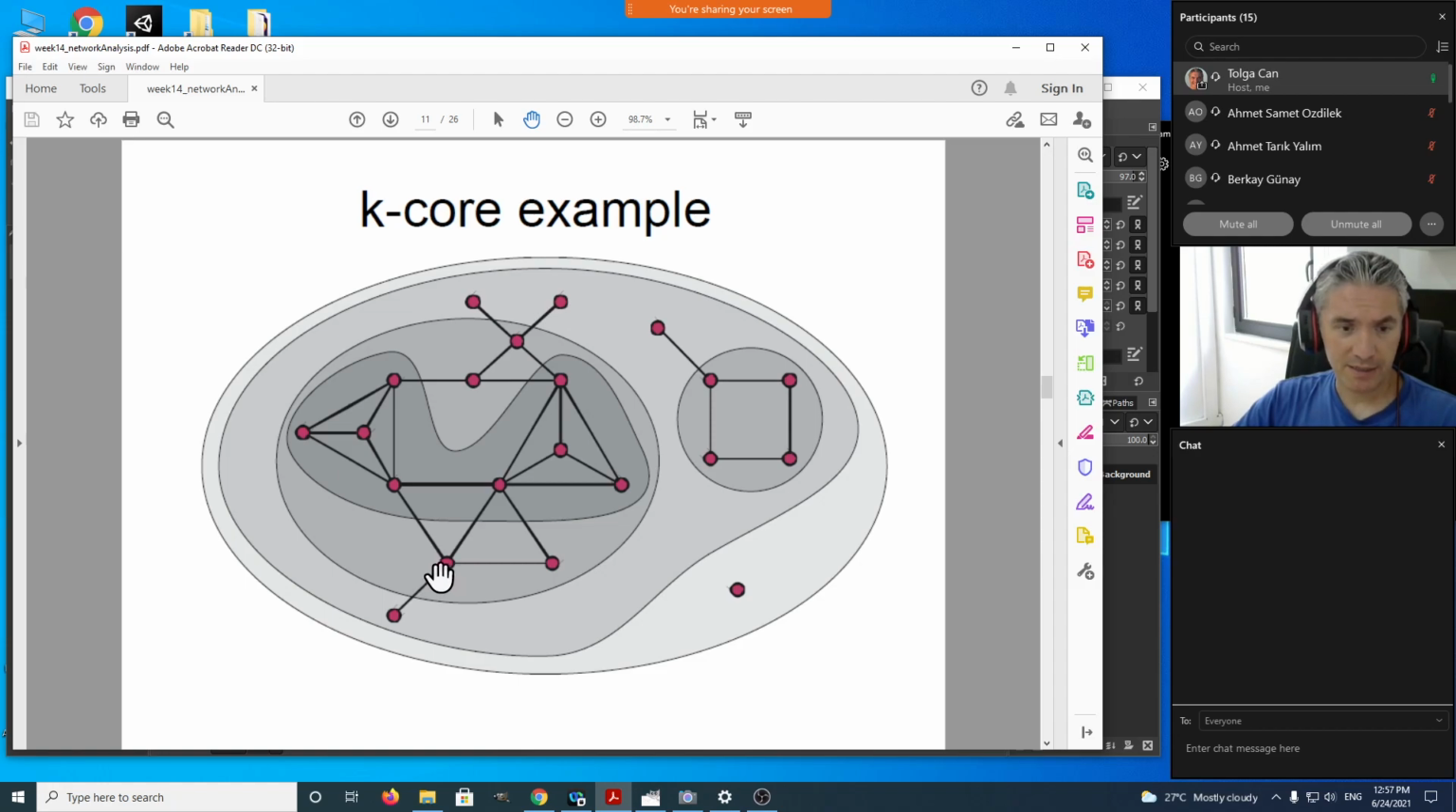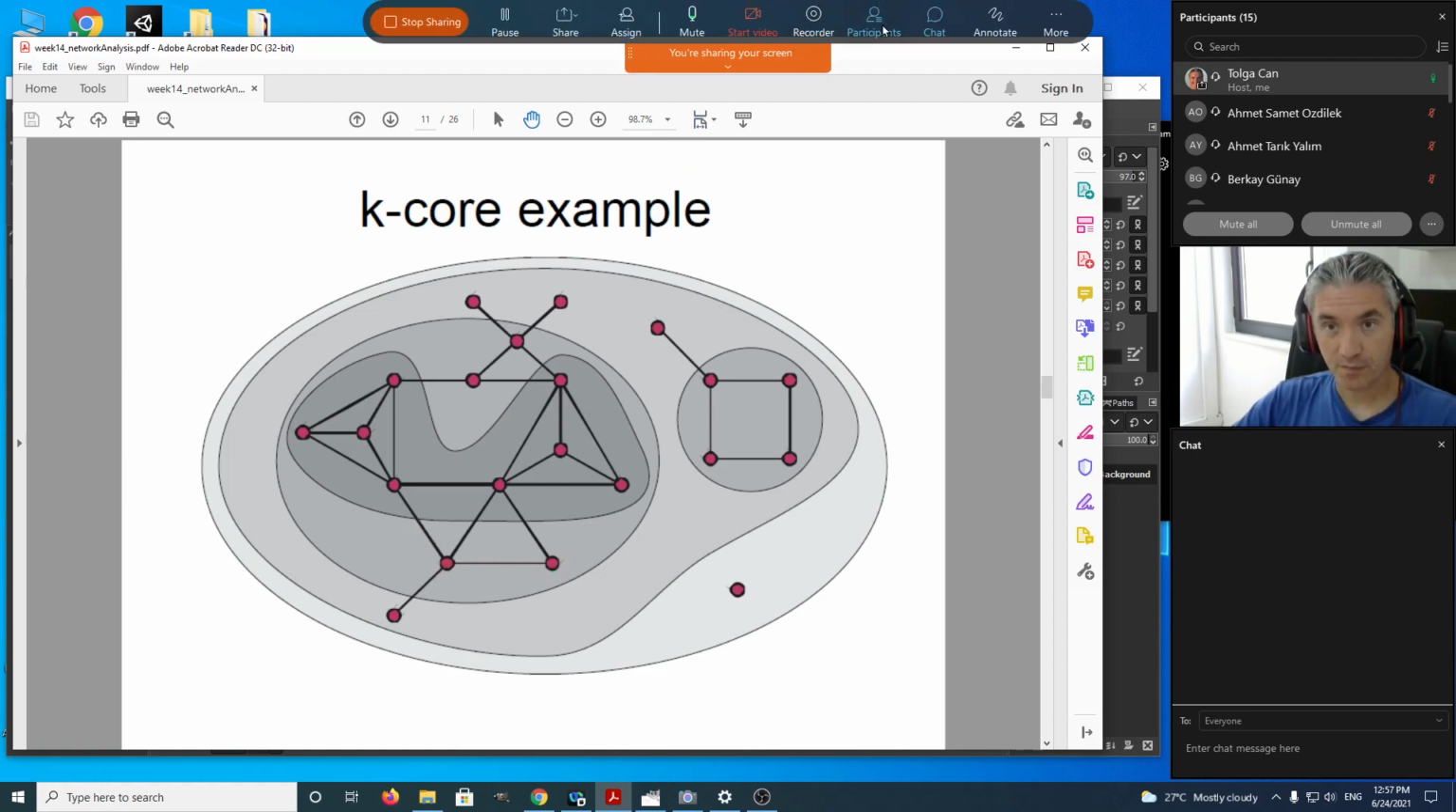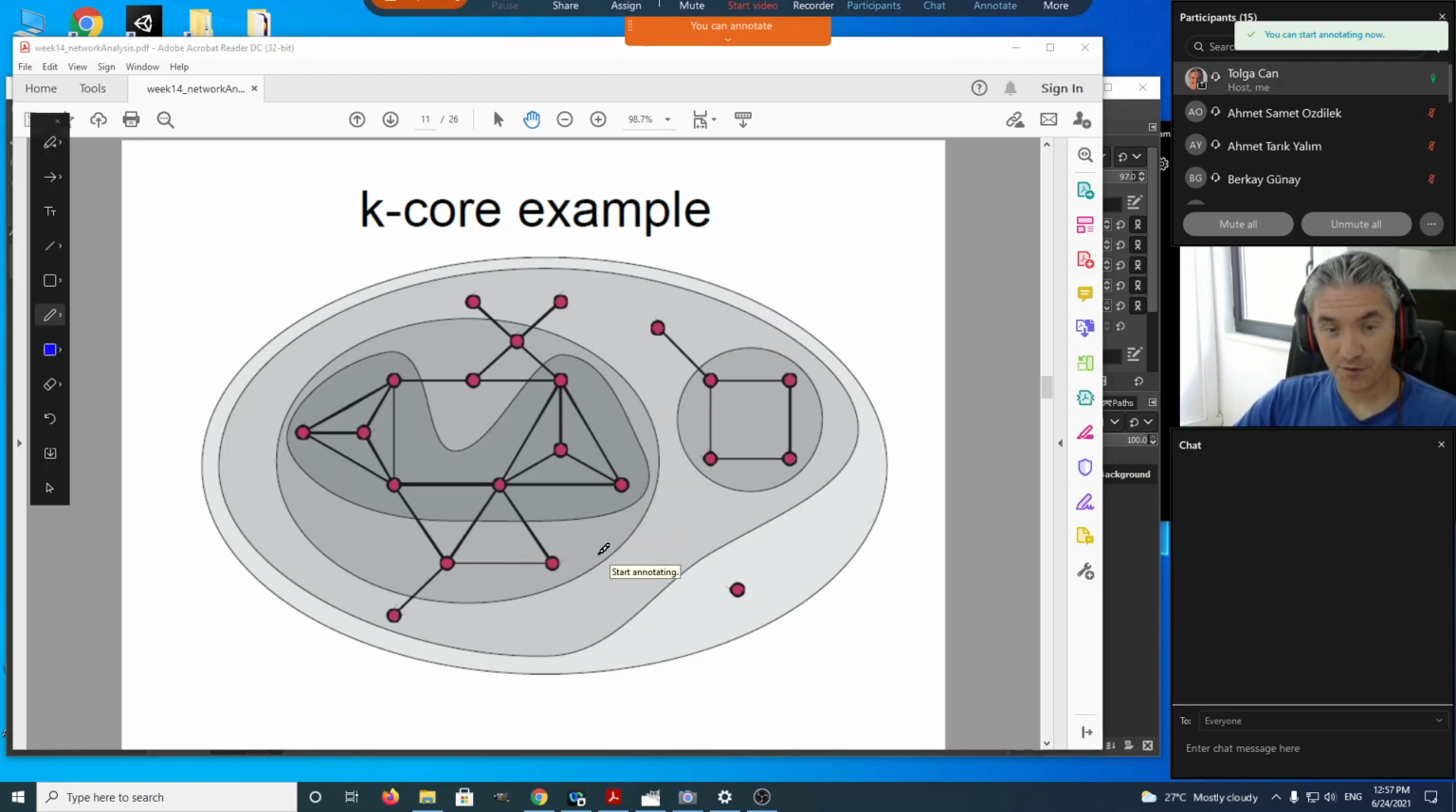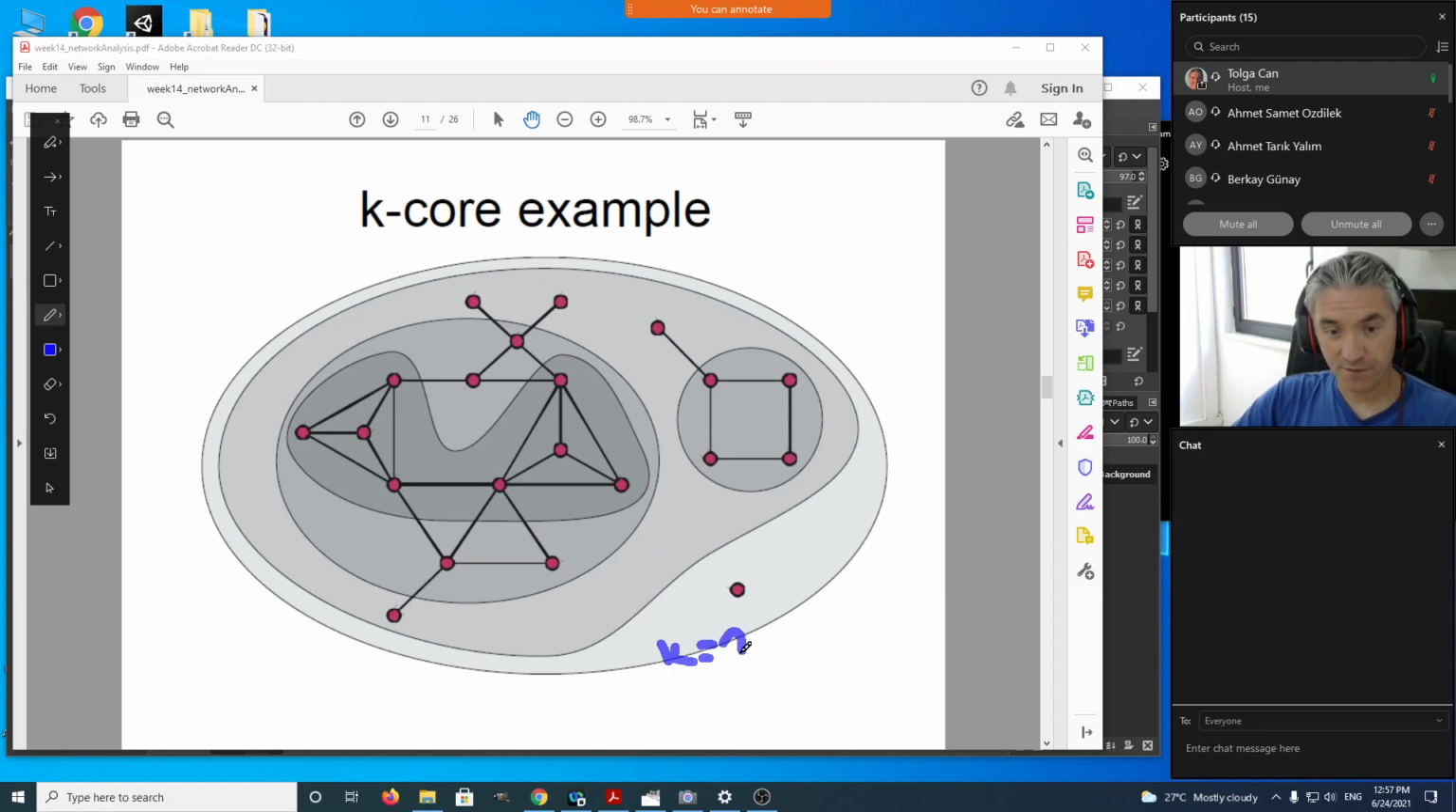This one has a degree 3. Okay, you see this is a degree 3, but after this node is removed, its degree also reduces to 2. In the first run with k equal to 2, these are removed. So this one is also 2 right now, because these two neighbors were removed when k was equal to 1. So this one is removed in the first run of k equal to 2. This one is not removed because it had 3 in the first run. And also this is removed in the first run.